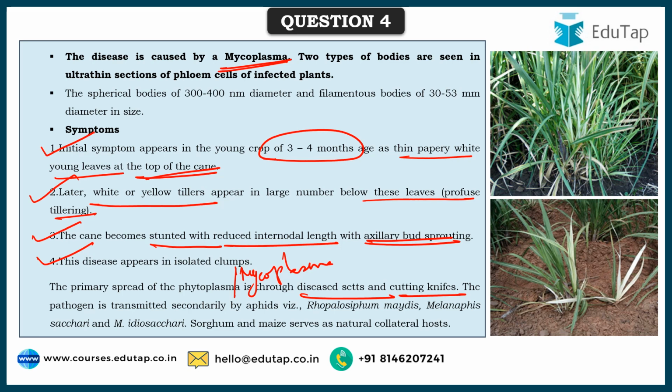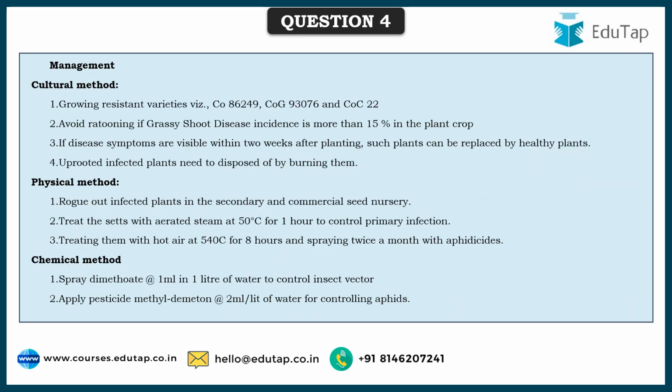So the pathogen is transmitted secondarily by aphids, Rhopalosiphum maidis, Melanaphis sacchari and Melanaphis idiosacchari. And here sorghum and maize serve as natural collateral hosts. So for this, the management practices that can be followed can be cultural methods, growing resistant varieties.